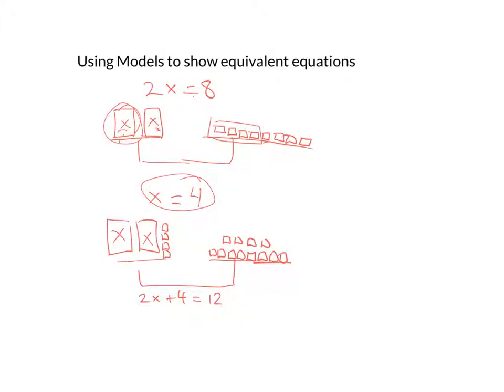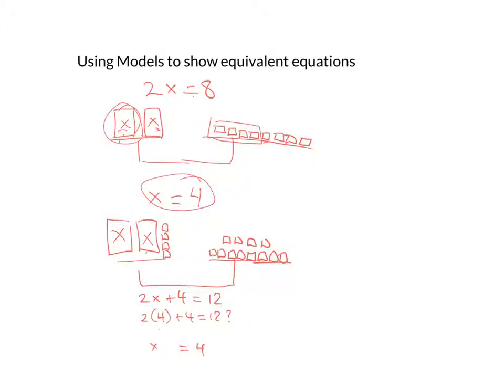Well, do you know what? If you add the same number to both sides, it keeps the equation equivalent, which means the solution will be the same. The x will equal 4. So let's try it. 4 for x. 2 times 4 plus 4, does that equal 12? We're curious, does this work?